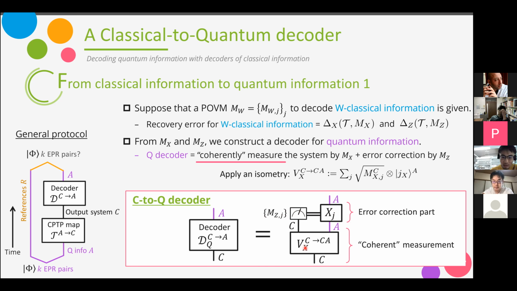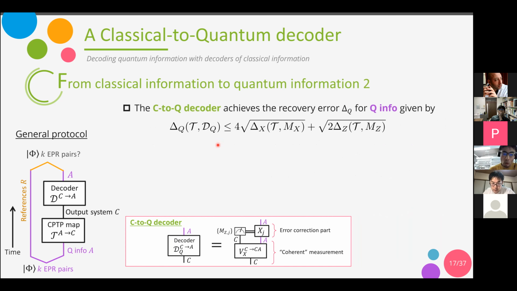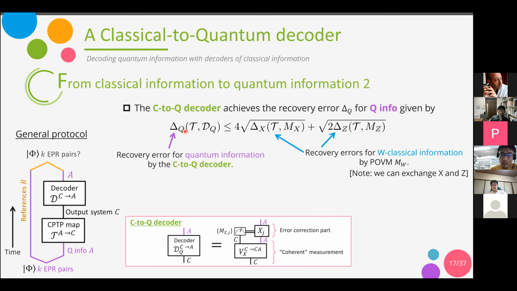So in total, this map, the coherent measurement plus the error correcting part, has an input C and output A. This is what we call the classical-to-quantum decoder. What we can show about this decoder is the following inequality. This is a recovery error for quantum information when we use a C2Q decoder, and it is bounded from above by recovery errors for X and Z classical information given by this P of M measurement. So this is our first main result.